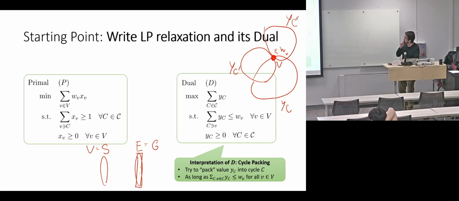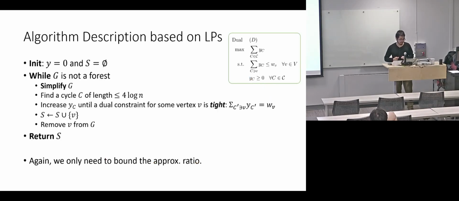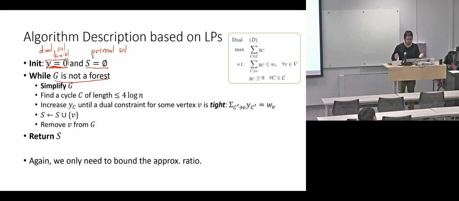And here is the algorithm. Like before, we have a primal solution, and we are also going to have a dual solution that is feasible. We try to make y always feasible. As long as the graph is not a forest yet, there is a cycle, then you need to do something.